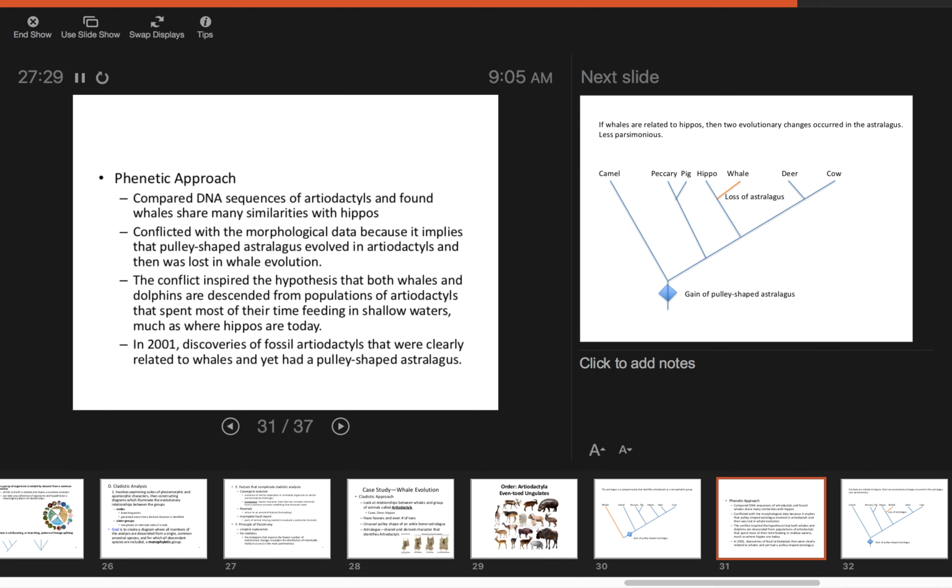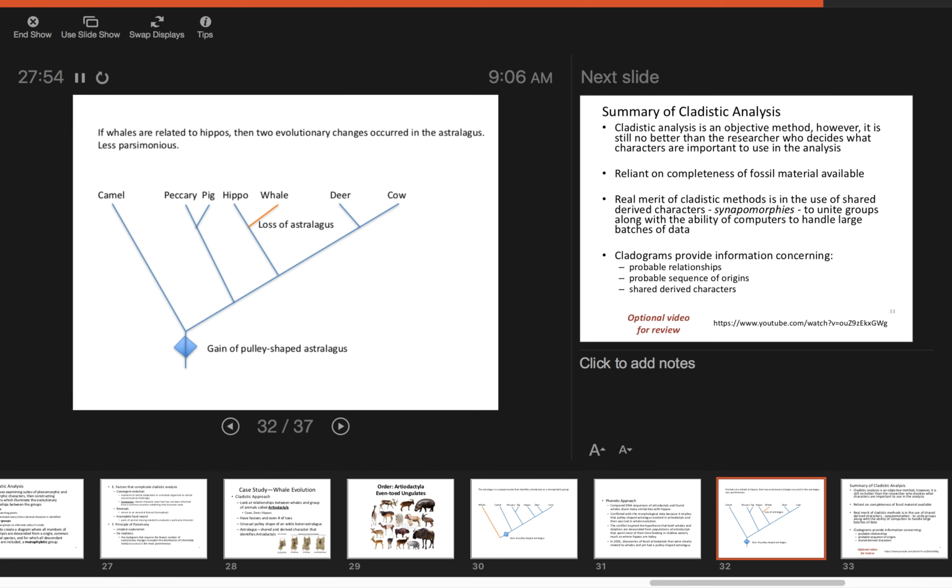The conflict inspired the hypothesis that both whales and dolphins are descended from populations of artiodactyls that spent most of their time feeding in shallow waters, as where hippos are today. In 2001, so almost 20 years ago, they discovered fossil artiodactyls that were clearly related to whales and yet had a pulley-shaped astragalus. So this is what the new cladogram looks like today.